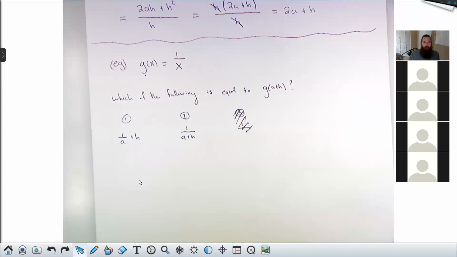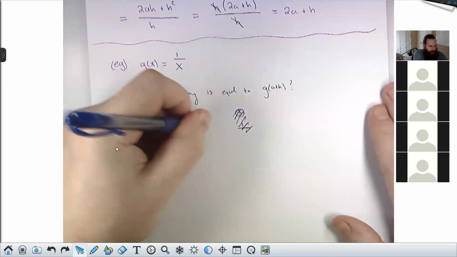It's 2, right? Yeah, Matthew and Lily are correct. So the formula for g is you just take whatever you feed it and put it downstairs in a fraction with 1. So g of anything is going to be 1 over that thing. Since the input here is a plus h, the output is 1 over a plus h. This guy, how would I represent him in this function notation?